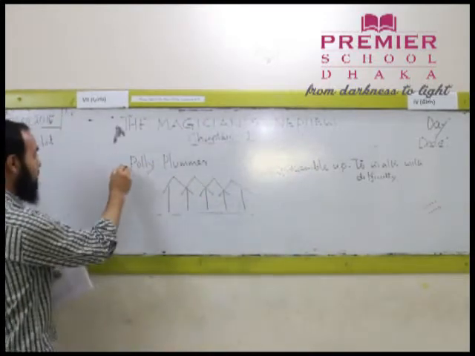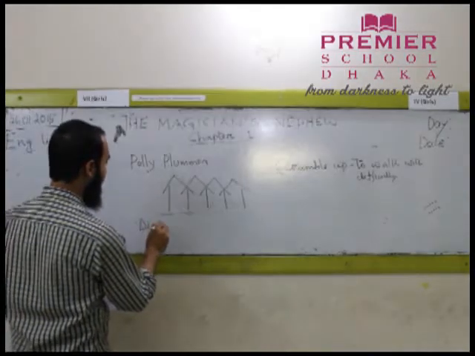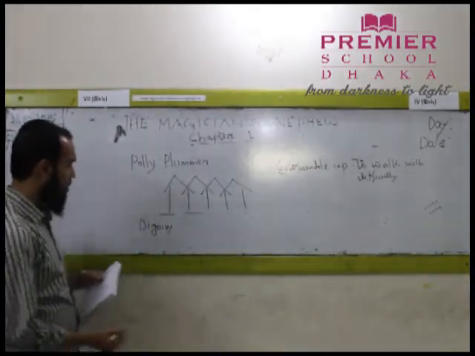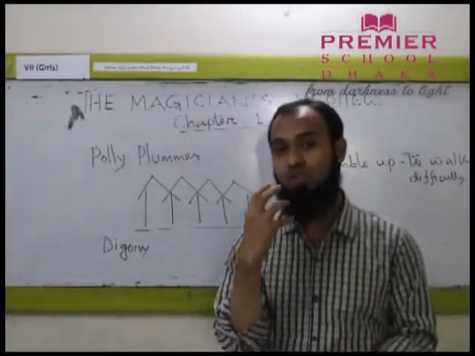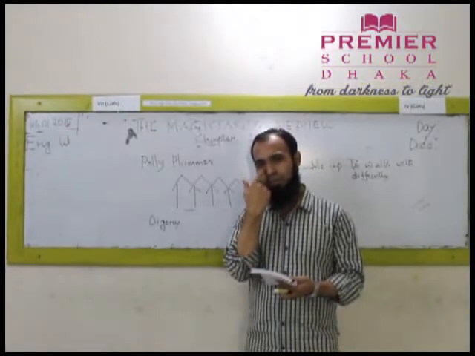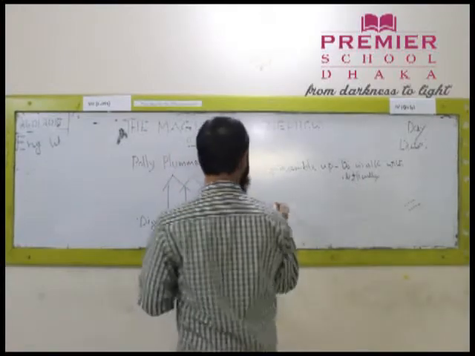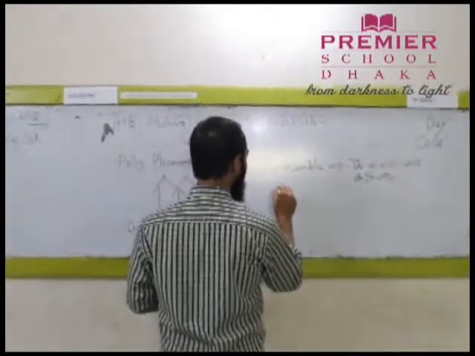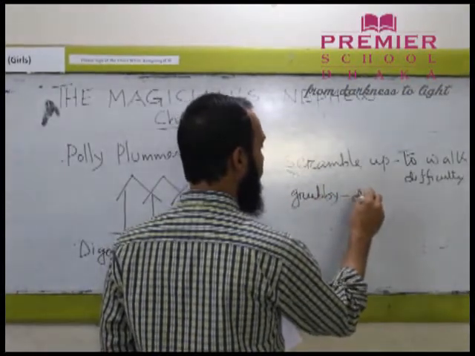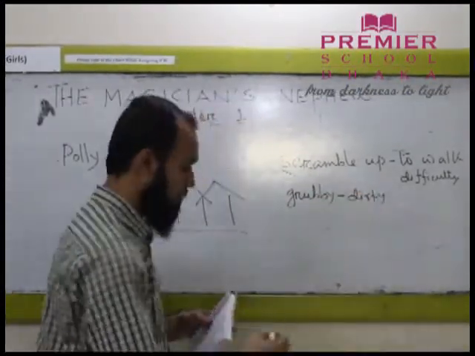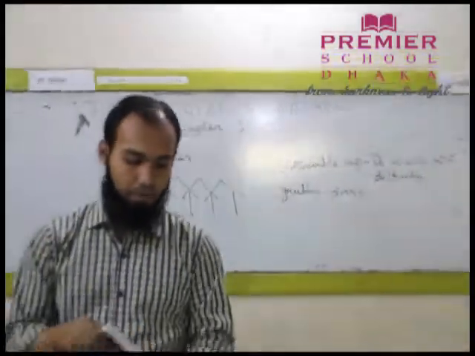The first character is Polly Plummer, the second character is Diggory, D-I-G-G-O-R-Y. Diggory. And the face of the boy was grubby. Now, what is grubby? Try to guess. The face of the boy was grubby. Grubby means dirty. The face of the boy was grubby.